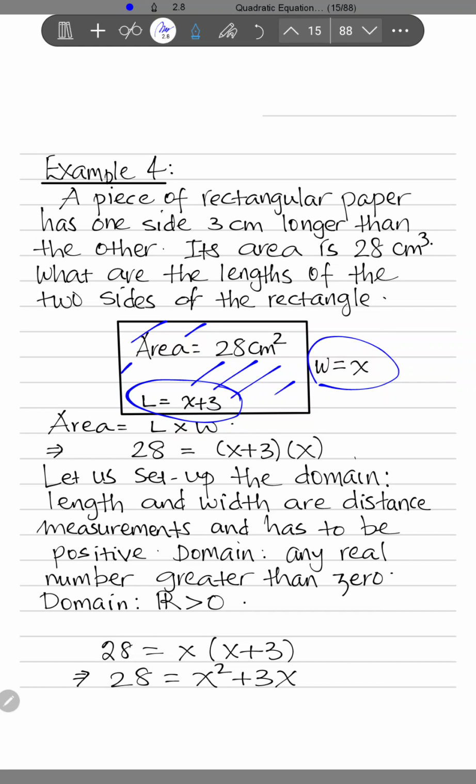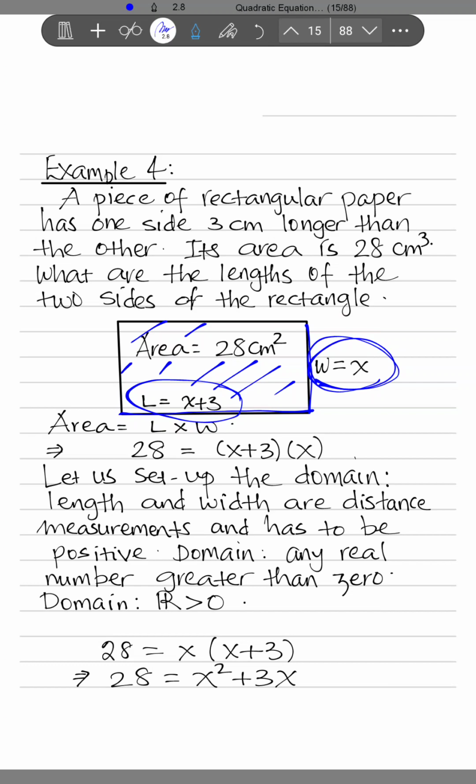It's easy, no worries. What we have to do, if this side is x, we have to start giving a variable here. This side has to be x plus 3. One important thing: the area of a rectangle is length multiplied by width. Two important facts we have to remember.